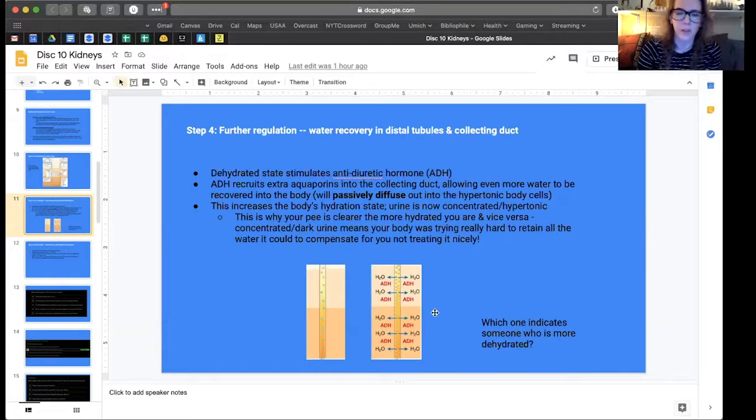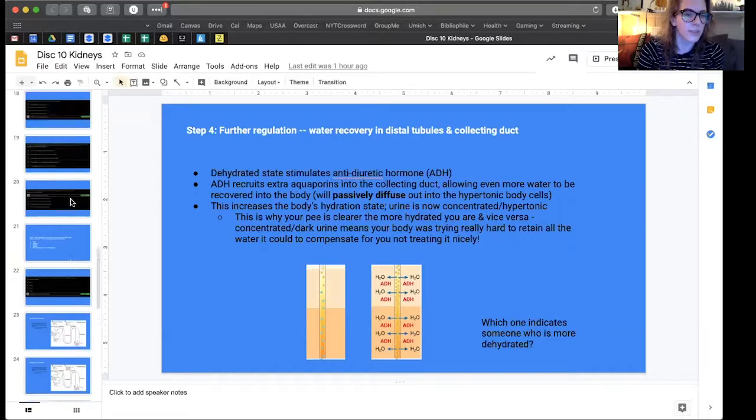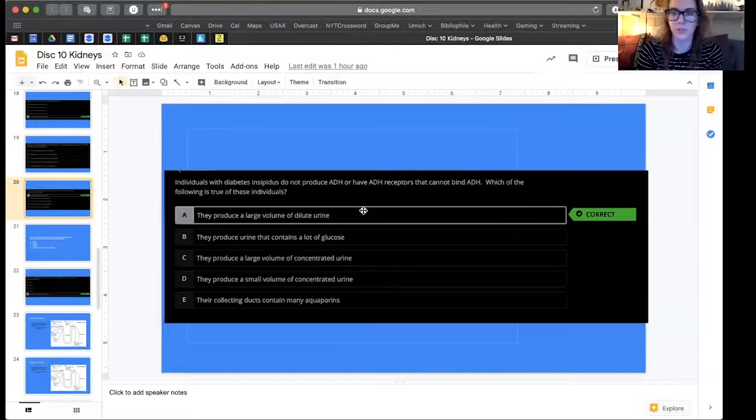So that's why it's a health issue, because we obviously need this form of regulation to help prevent really bad dehydration. And hopefully that makes sense with the answer. So you're going to produce a large volume of dilute urine regardless of whether or not you're dehydrated.